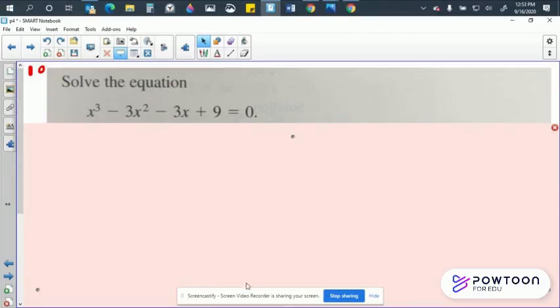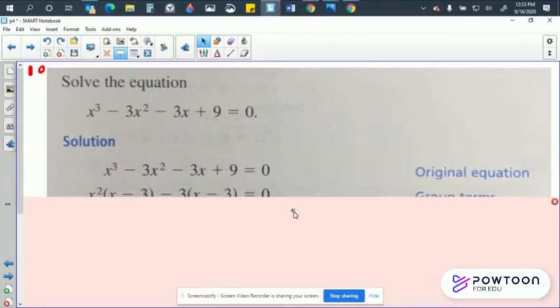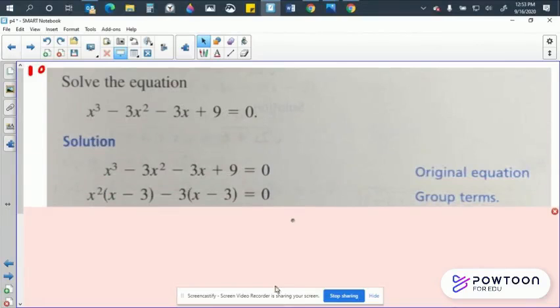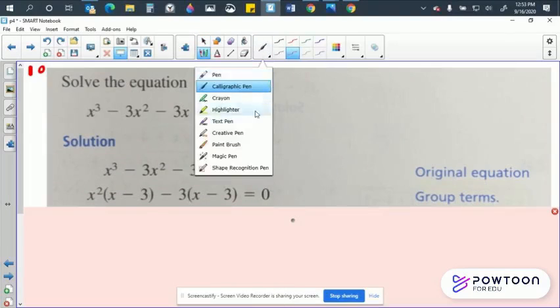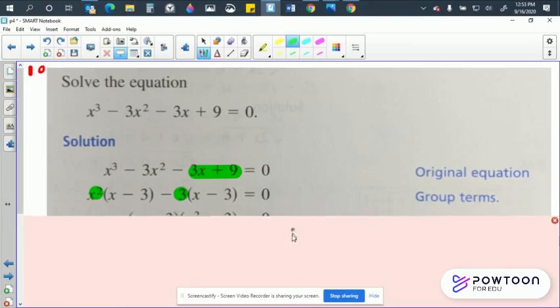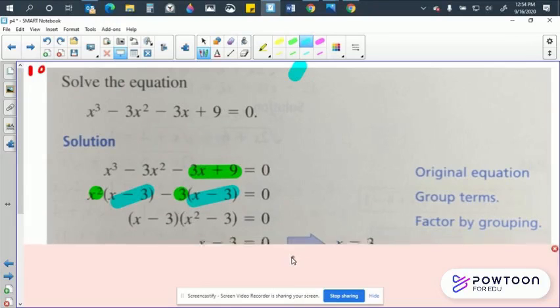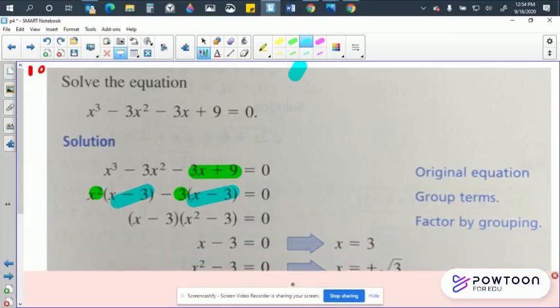Now for example 10, we can factor by grouping, where we pull an x squared out of the first two terms. So we pull out the x squared, and then the second two terms, we pull out the 3. And then we can take the x minus 3 out of these two terms, and we're left with the two factors there that we can set up our solution set for.